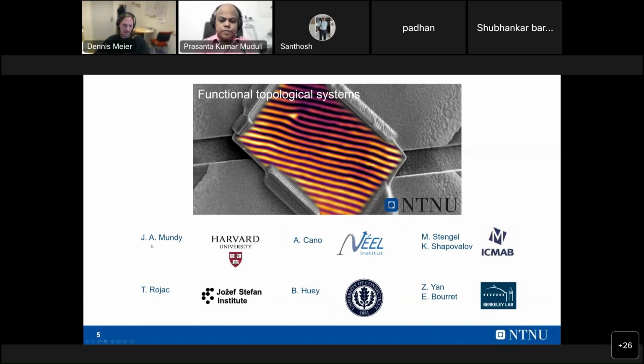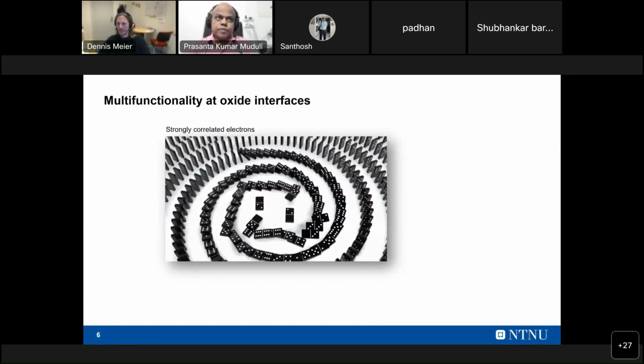We have close collaborations with Julia Mundy, who is providing sometimes samples for our studies, or in the past also did some high resolution TEM measurements for us. Andres Cano, Massimiliano Stengel, and Konstantin Shapovalov are helping with the theoretical analysis of the results and the modeling. And then we get samples from Tali Roshak and Zewu Yan and Edith Bourret at UC, not UC Berkeley, sorry, LBNL in Berkeley, a little uphill from UC. And we also recently collaborated with Brian Huey regarding some 3D imaging I would like to talk about today as well. Okay, so much for the very general introduction.